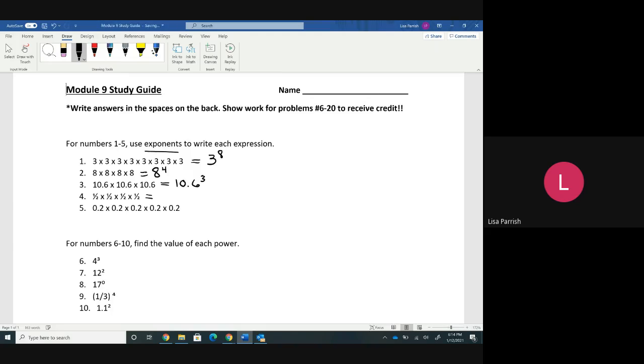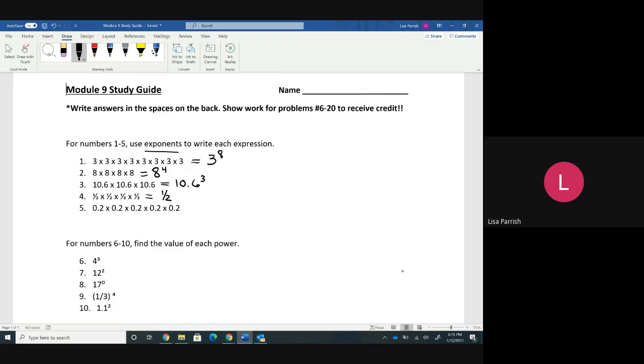Now, you have a fraction, but once again, when you're writing it as an exponent, it doesn't change the way that you write out the problem, okay? You have 1/2 multiplied times itself. So that means 1/2 is my base. Again, to find my exponent, all I have to do is say, how many times is it multiplied times itself? Count that out.